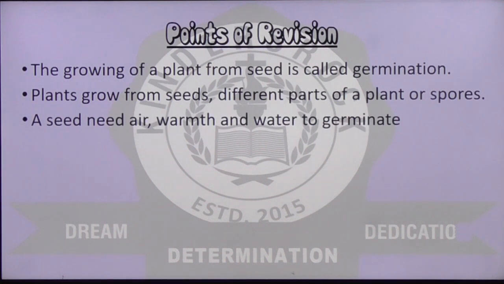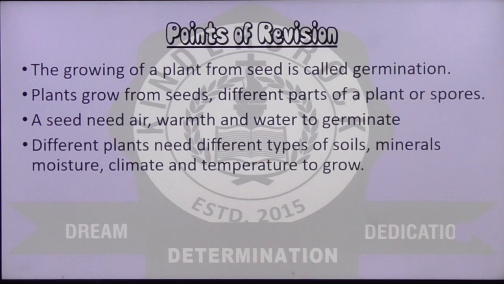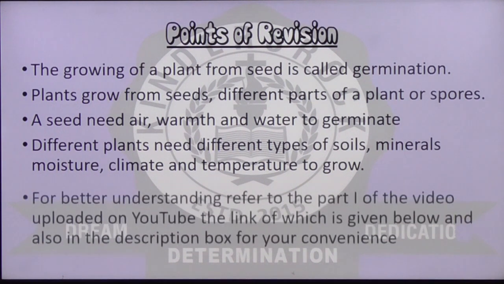A seed needs air, warmth, and water to germinate. Air to breathe, warmth to get activated, and water which softens the seed from inside and outside so that the baby plant can push and break open the seed coat and develop into a plant. Different plants need different types of soil, mineral, moisture, climate, and temperature to grow.